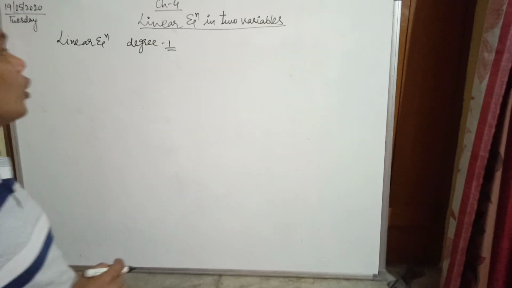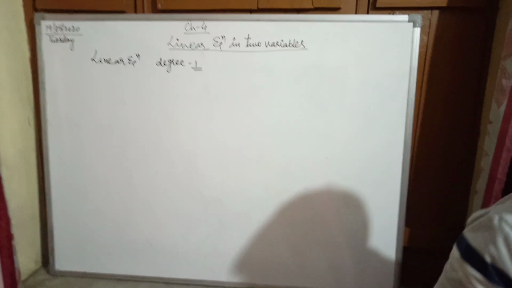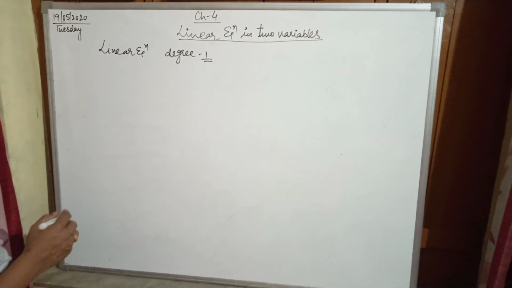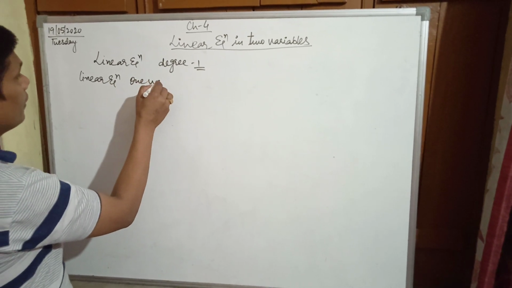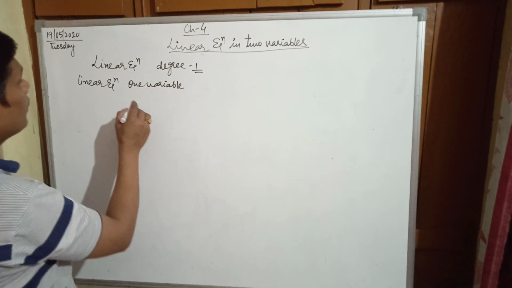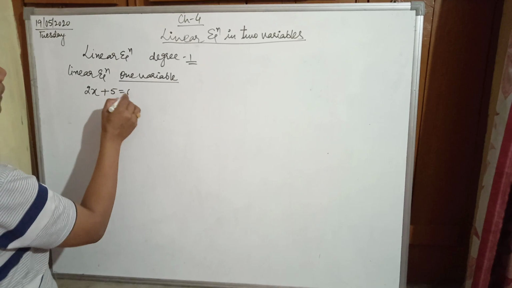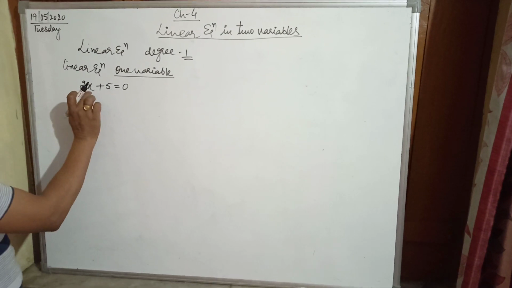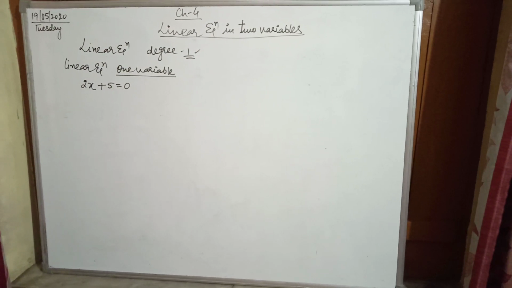Now in this chapter we will talk about the linear equation in two variables. It means we use two variables with degree 1. So that one will be the linear equation in two variables. Suppose firstly I am taking a linear equation with one variable. If I am taking a linear equation in one variable, it means I am using something like 2x plus 5 equal to 0. Here this is a linear equation because the degree of x is equal to 1, and it has one variable, only x is the variable.